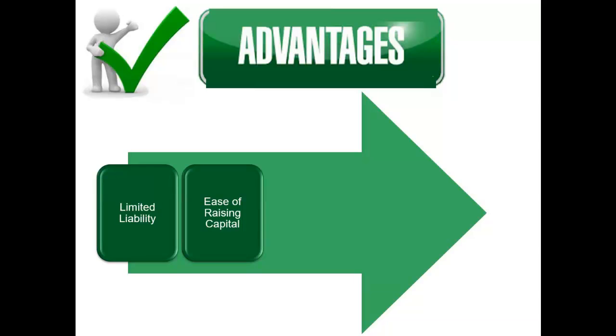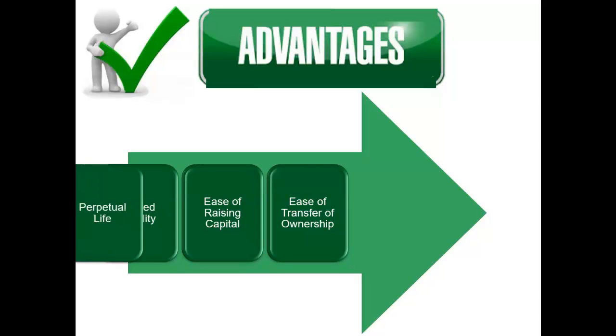The next advantage is the ease of raising capital. The corporation is an effective form of business ownership and can raise capital. Corporations can not only borrow money but also raise additional sums of money by selling ownership or stock of the corporation. The third one is the ease of transfer of ownership. Ownership is transferred when shares of stock are sold, and practically no restrictions apply to the sale and purchase of stock issued by an open corporation.